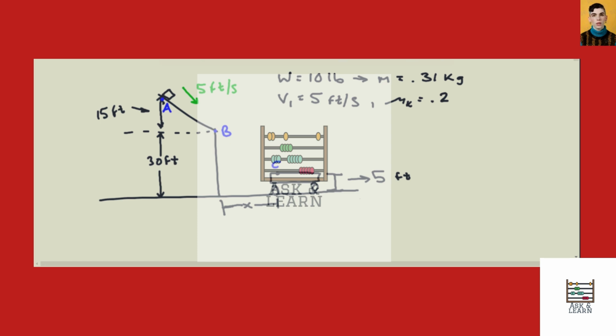So we know that the horizontal distance x equals the velocity in the x direction times time. So we want to find the velocity after it leaves point B and the time it takes for that box to reach the bottom at point C.